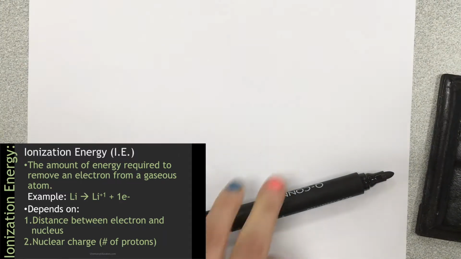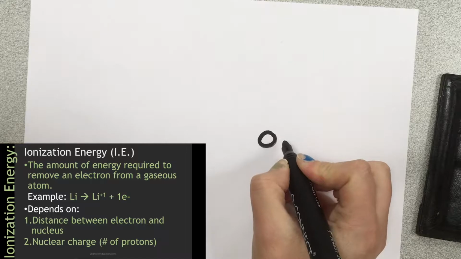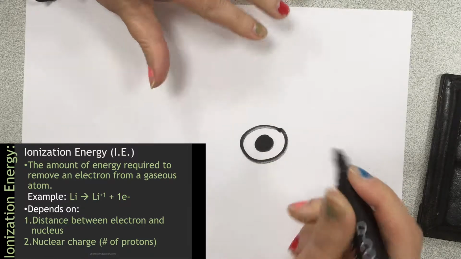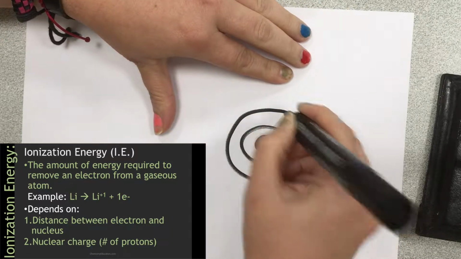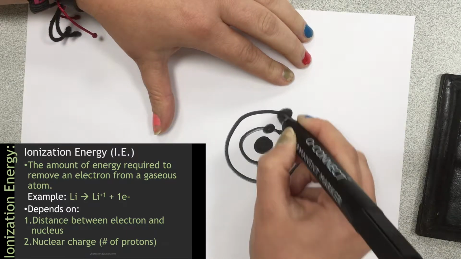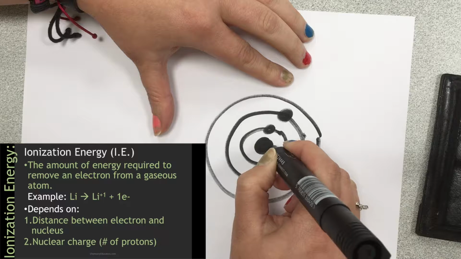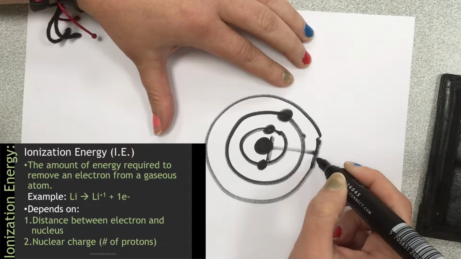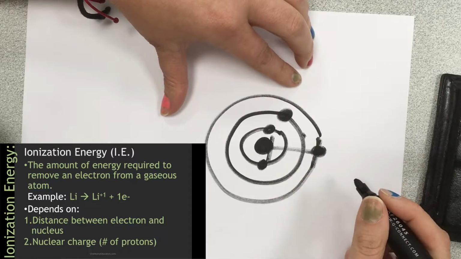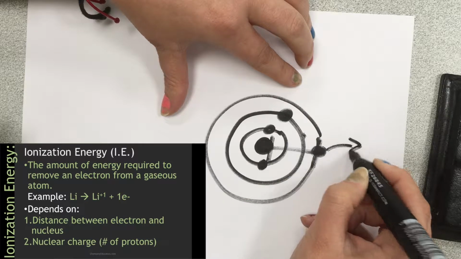Anyways, so what that means is the distance between the electron and nucleus. We have this nucleus, and then we have energy levels. Let's say there's an electron and an electron, another electron. The more energy levels we have, the more distance we have between the nucleus and the energy level, or the electron. Let's say there's an electron out here, and this is full. So the further the electron is from the nucleus, the easier it's going to be to take it away.